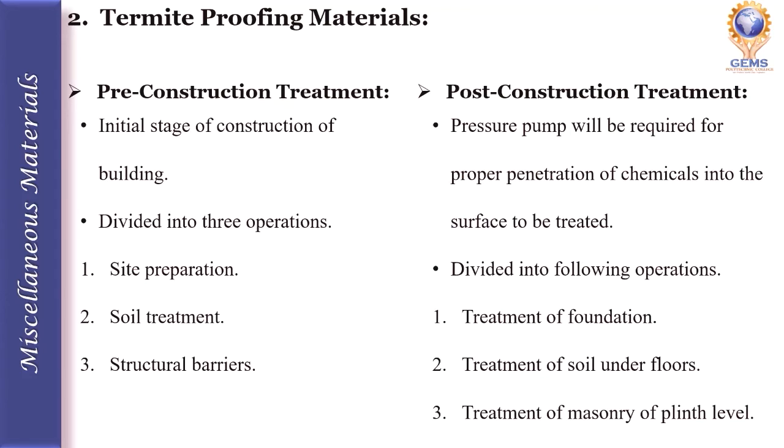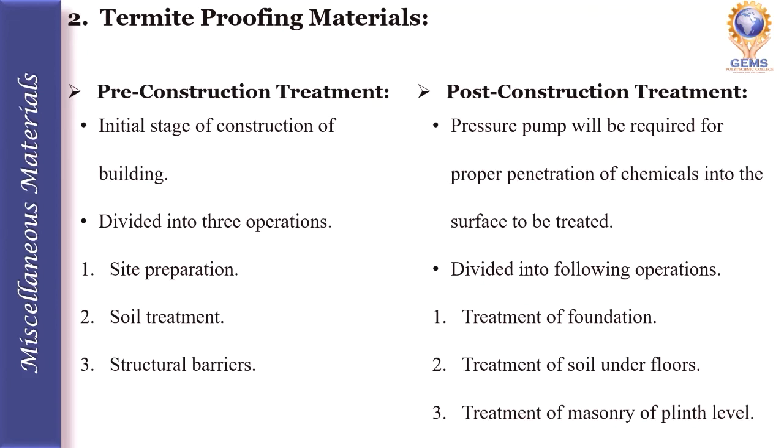The termite proofing in the building can be done in pre-construction as well as post-construction. Pre-construction means the initial stages of construction of a building. In the pre-construction, it is divided into three operations. That is site preparation. During the site preparation, if you see any termite colonies, we will treat that site with termite proofing. Second is soil treatment. If you see termites in the soil, then we will treat that soil for termite proofing.